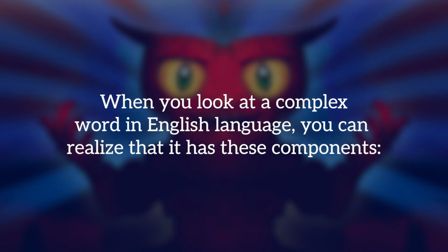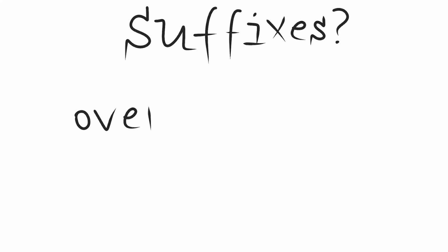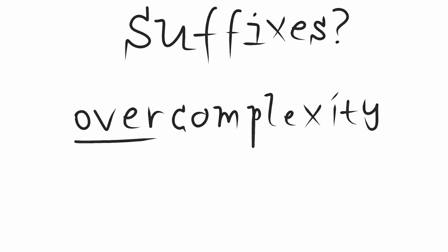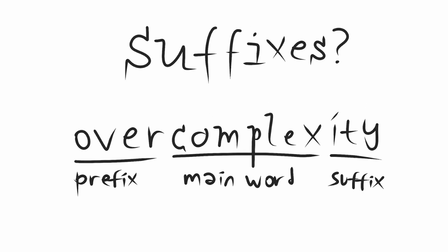When you look at a complex word in English, you can realize that it consists of these three components: a prefix, a word root, and a suffix. What exactly is a suffix? Well, the thing that you see at the end of the word.